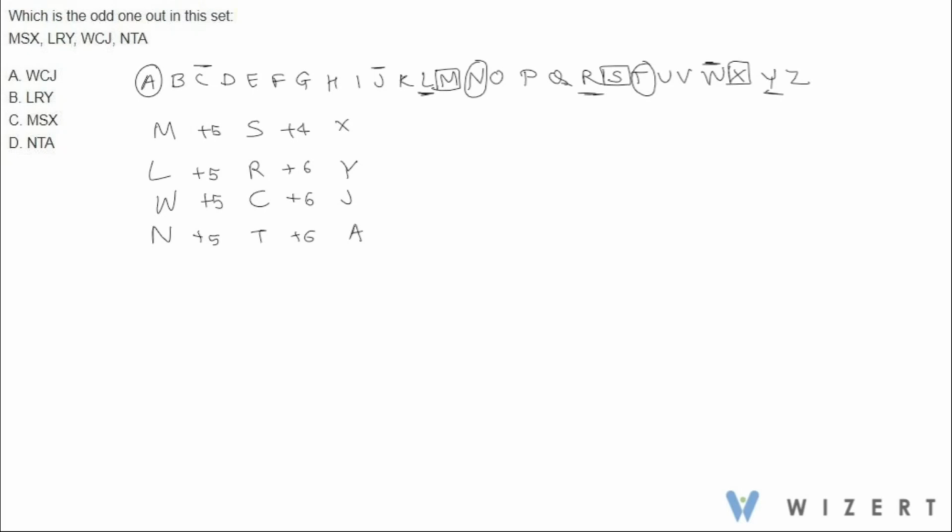So the pattern is clear here. From the first letter we add 5 to get the next, and to that letter we add 6 to get the next letter. So the only different member here is MSX, where there are only 4 letters between S and X. Therefore, from the pattern, the odd one out is MSX. The answer is option C.